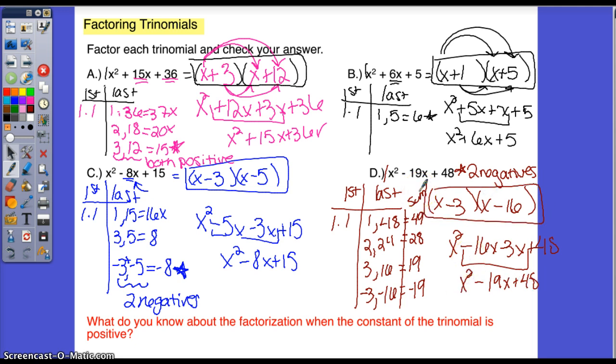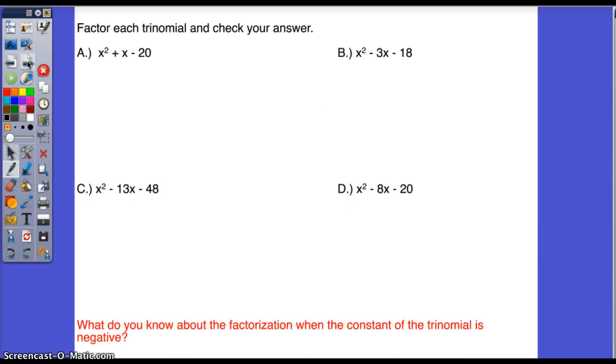There we go. So now I have a question for you. What do you know about the factorization when the constant of the trinomial is positive? Notice here, positive 36, positive 5, positive 48, positive 15. Well, you either had x plus times x plus, or x minus times x minus. Pretty cool, huh?